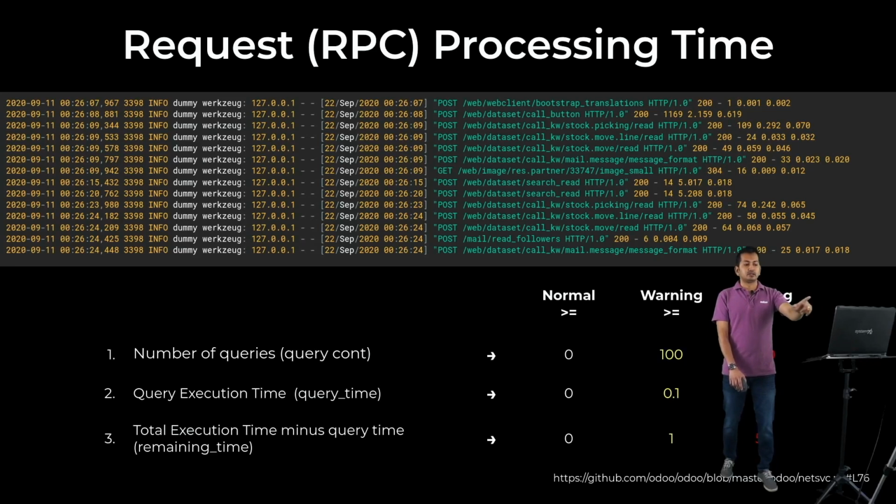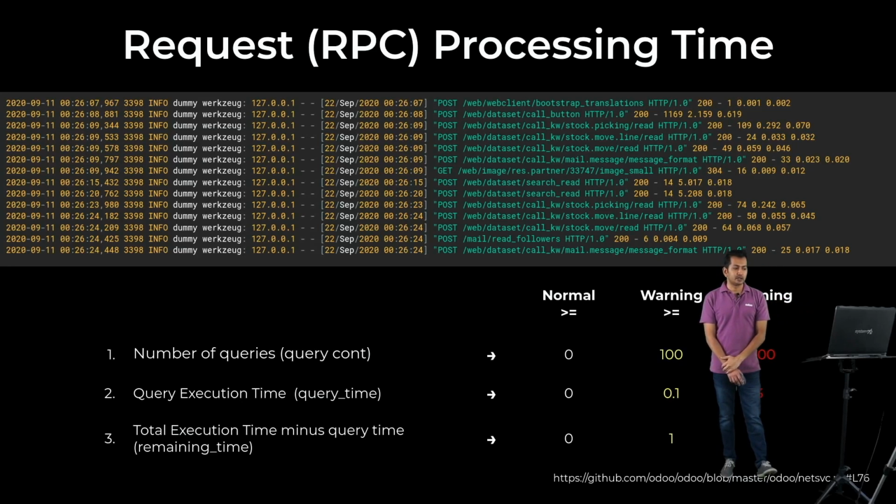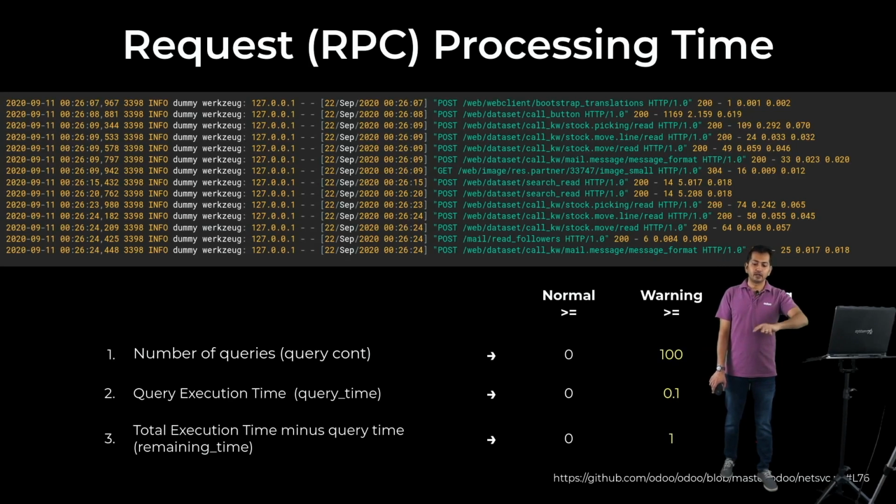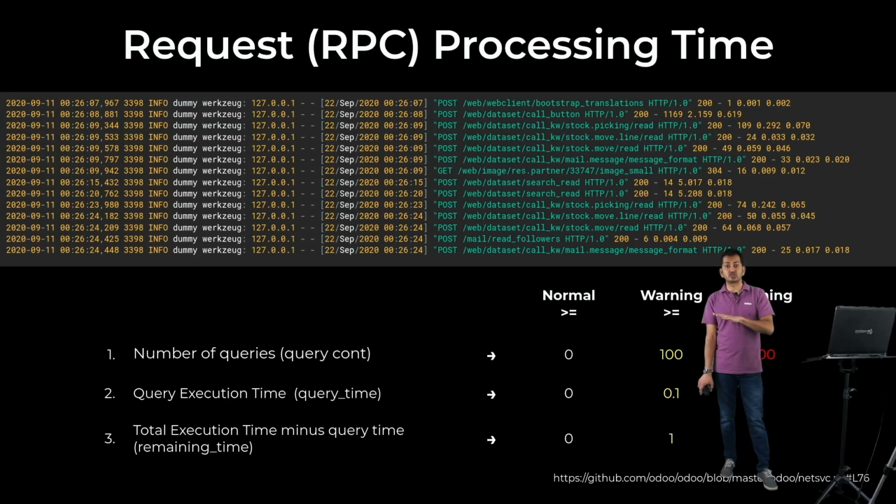Similar to that, the second last parameter is the actual query execution time. So how much time those queries took to execute on the database level. So that is the second last parameter. And the last parameter is the total execution time minus query time. So it's the actual execution time taken on the server that was not spent querying the data. It is only the processing time that was used on the server, right?